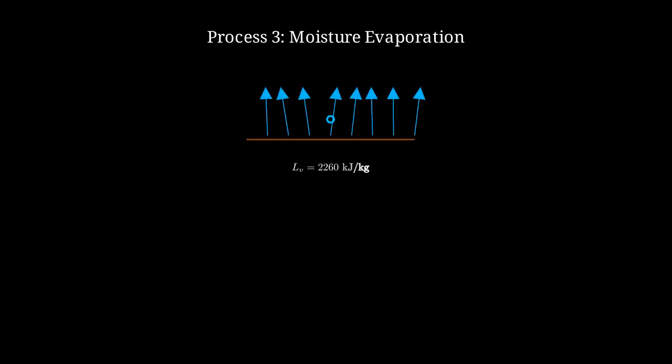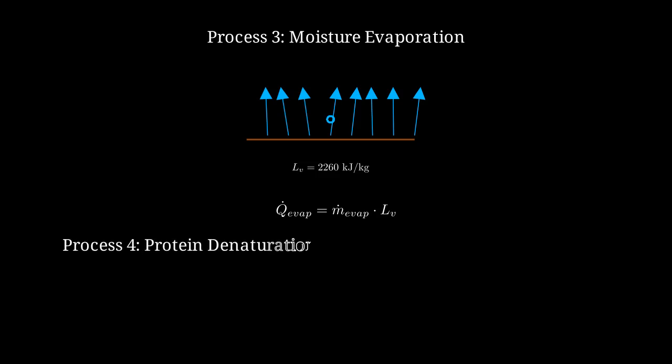Third, evaporative cooling. Water molecules escape the surface, carrying latent heat. Each kilogram of water requires 2,260 kilojoules to evaporate. This massive latent heat dominates surface cooling and crust formation. Evaporative heat loss equals mass evaporation rate times latent heat of vaporization.